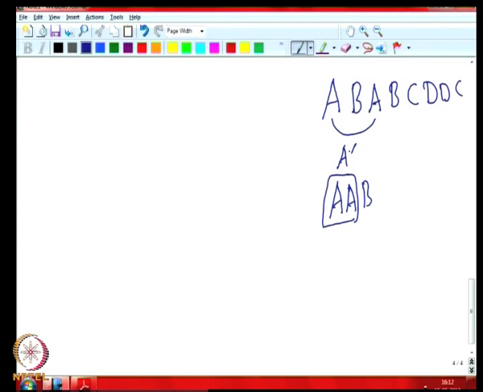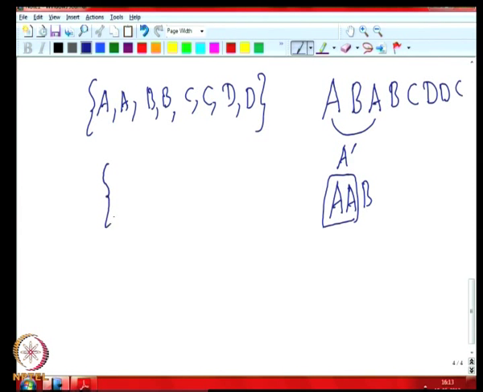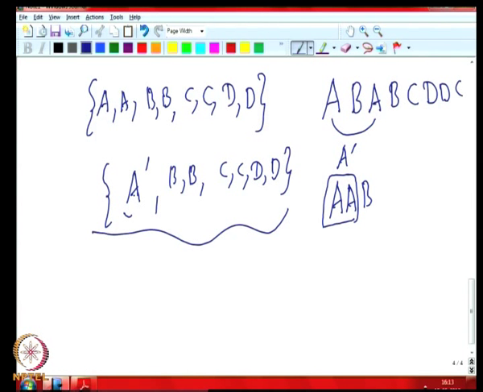We can say A dash, right. So now instead of a multiset of this sort, A comma A, B comma B, C comma C, D comma D, we would rather have a multiset of this sort: A dash, B comma B, C comma C, D comma D, right. And now we will permute this one, and whenever A dash appears we will replace it with two A's. That means A is visited consecutively, right, that is what we want.